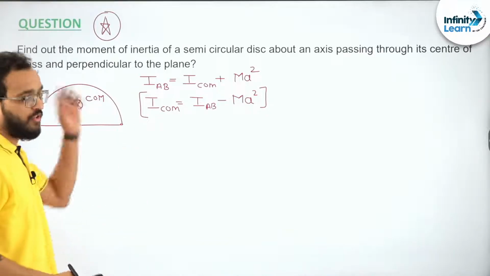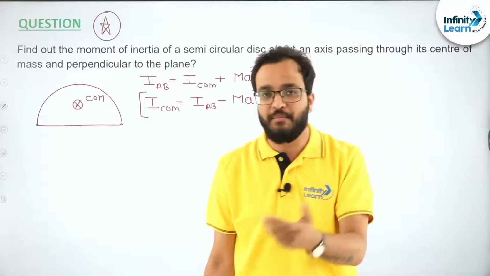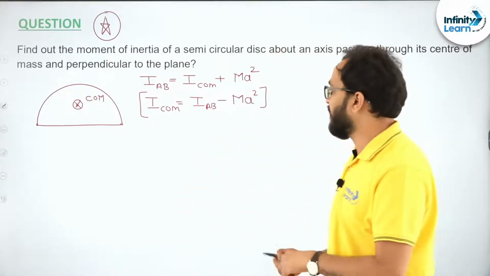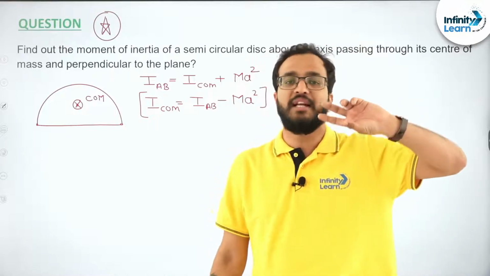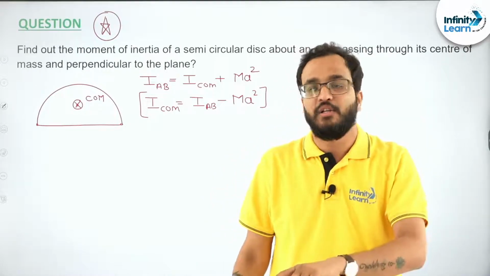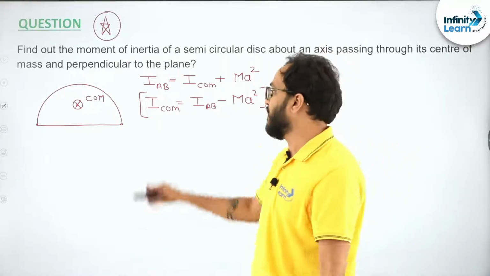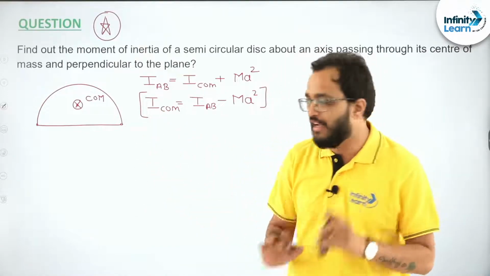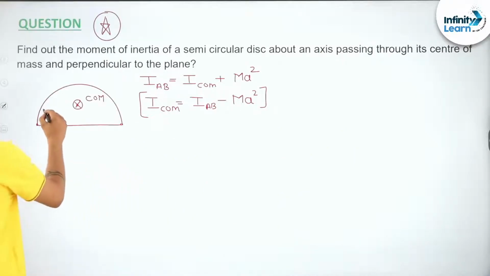So we generally used to know the value of ICOM and we used to find out the value of IAB, right? Now here we are doing the opposite. We need to know the moment of inertia about an axis AB, and through that, using this concept, we need to figure out the moment of inertia about the center of mass of this particular body, right? So this is a disc they have already given us.